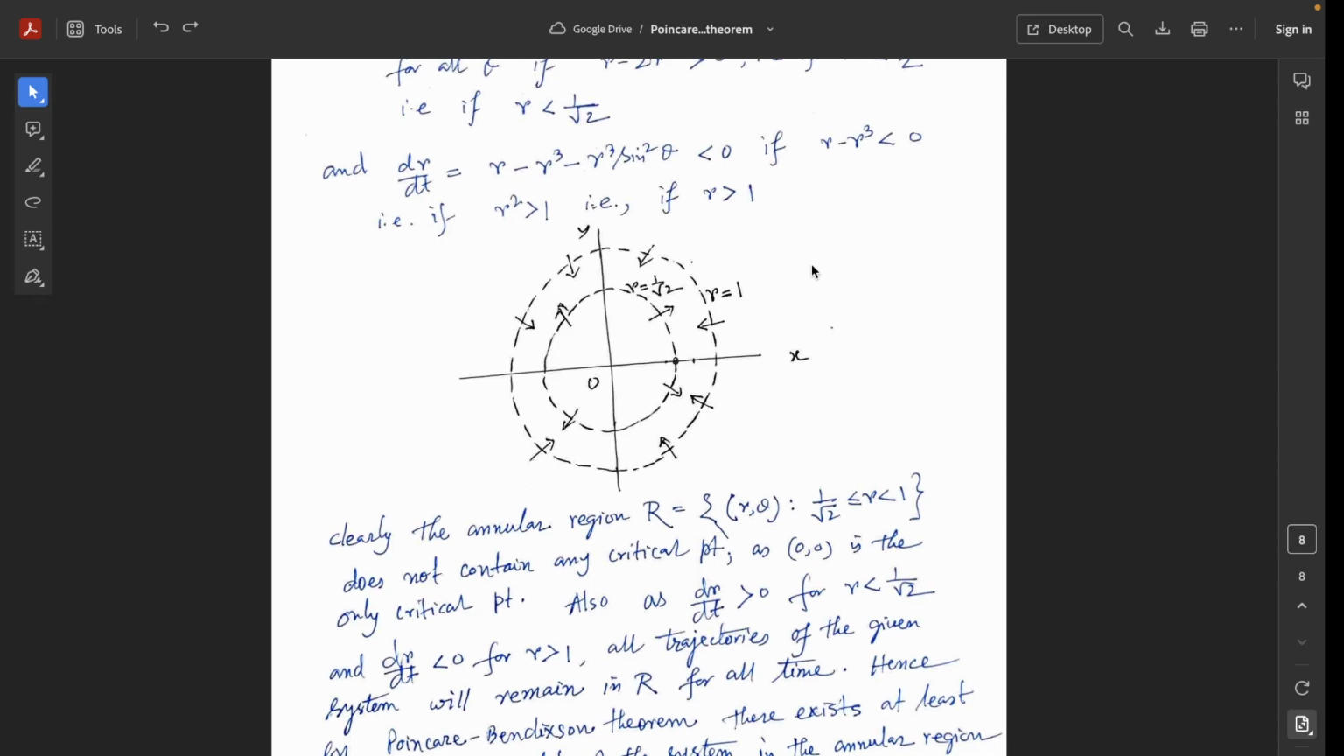If a trajectory enters from outside, or from inside starting near the origin, it enters this annular region and stays in this region for all times. Hence, by the Poincare-Bendixson theorem, there exists at least one periodic orbit of the system in this annular region.